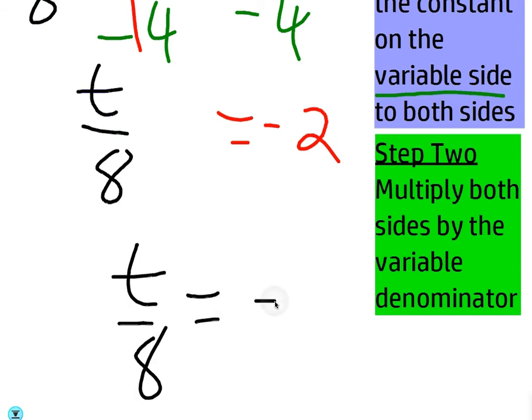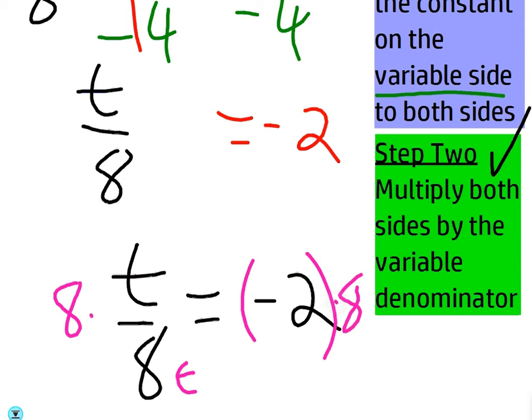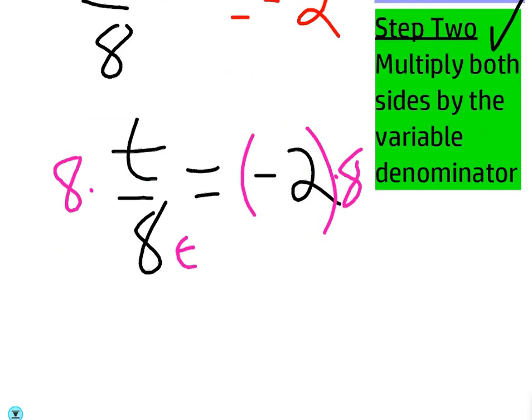Okay, yeah, so make sure you write that step down. Multiply both sides by the variable denominator. In other words, the number that's on the bottom. In this case, it's 8, so we're going to multiply both sides by 8. Okay, so those do cancel, and we're left with t. Perfect.